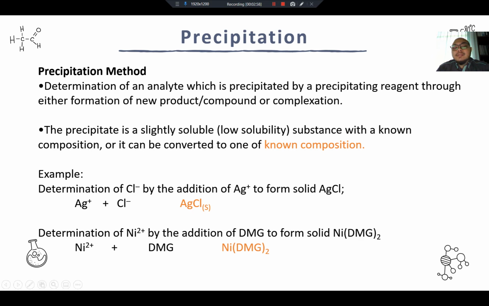Here is, for example, another example, precipitation through complex reaction.